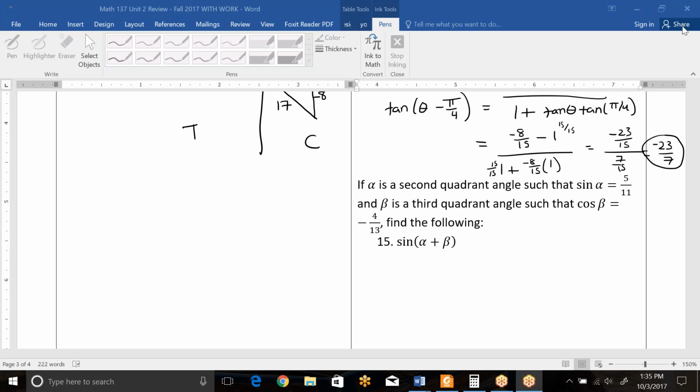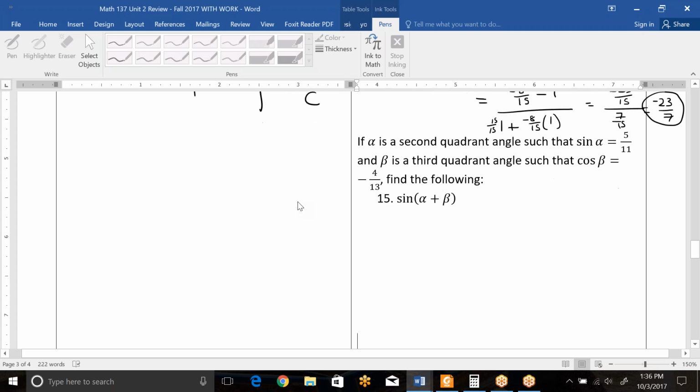All right, this is part 2 of the review for test 2. This says if alpha is in a second quadrant angle such that sine of alpha is 5/11 and beta is a third quadrant angle such that cosine of beta is -4/13, find the following. So we're still doing the addition formula for sine. So we're going to have two pictures here, one for alpha and one for beta.